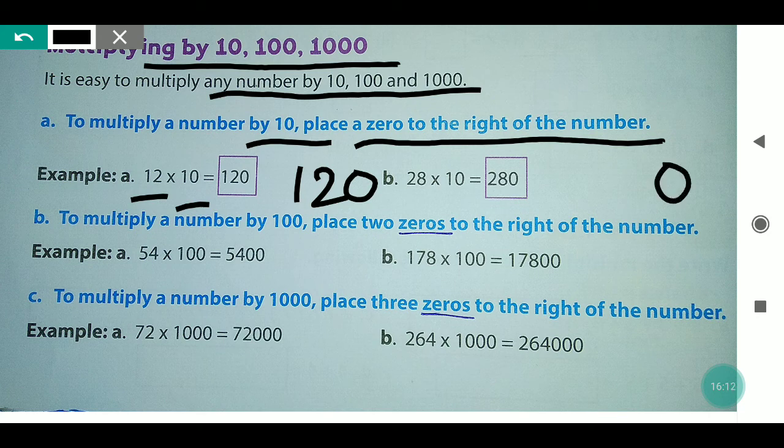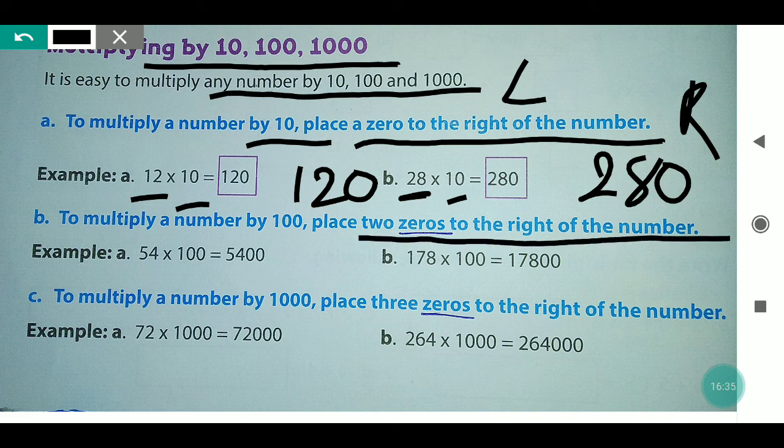In the same way, 28 into 10. Just write the number of zeros first to the right. This is the right side, my dear, and this is the left side. So on the right side I am writing the number of zeros. After writing the zeros, the numbers which are left, only those we have to multiply. Means 28 into 1 will be 28. So 280.